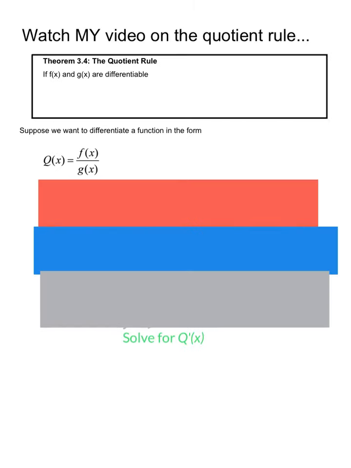So our proof for the quotient rule will start by defining just some function randomly, q of x, which I know is going to be defined as a quotient of two other functions. So here's our q of x, and again it is a quotient of two separate functions, f of x and g of x. So I'm first of all just defining the function.